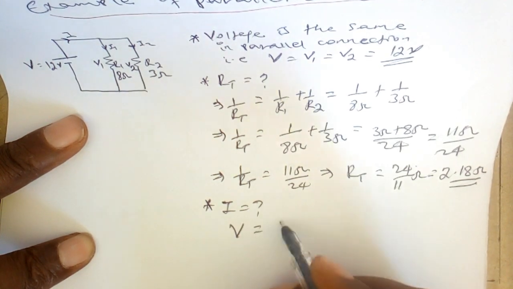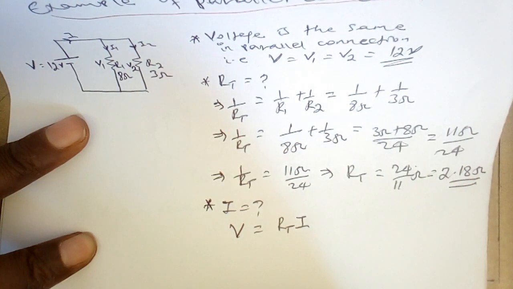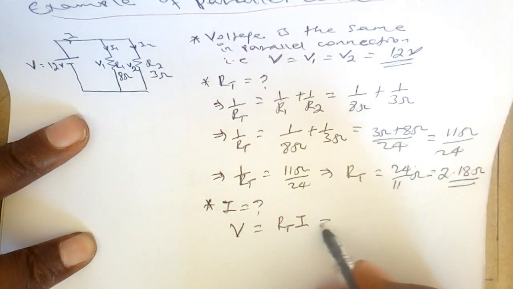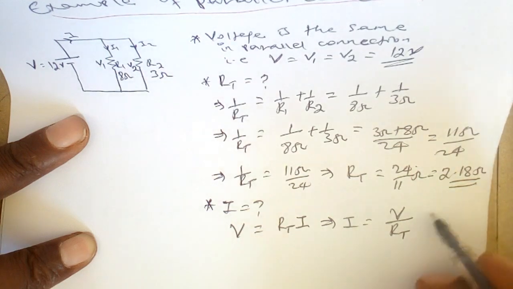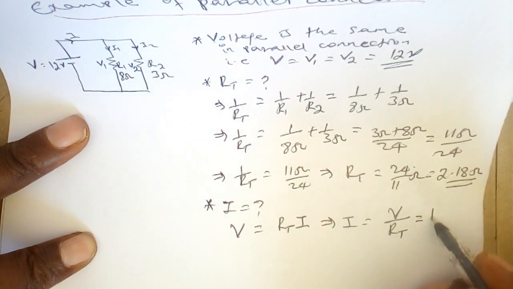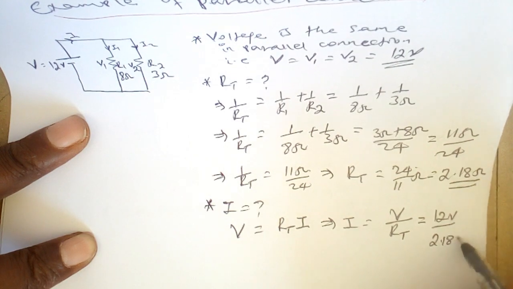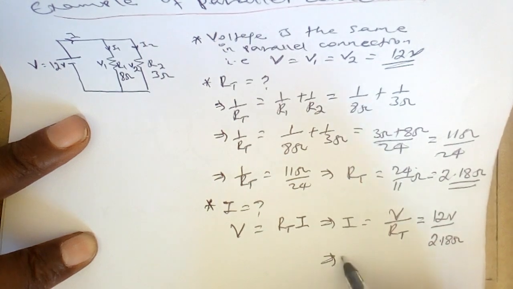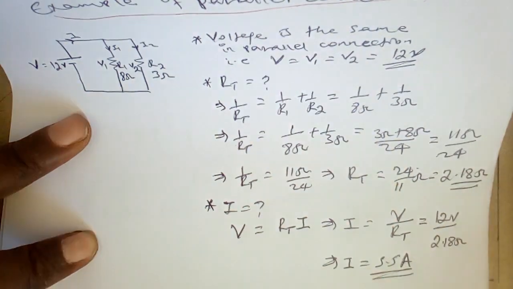What will be the current? The current in parallel will be a sum. First we have to calculate from this formula: V is equal to R total times I. So I is equal to V over R total. This V is 12 volt over R total 2.18 ohm. So I is equal to 5.5 ampere.